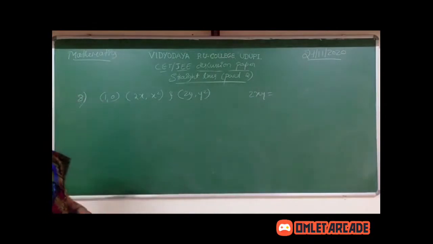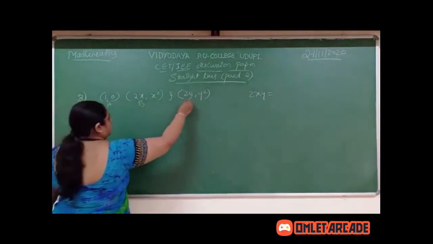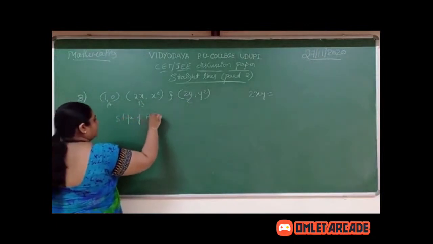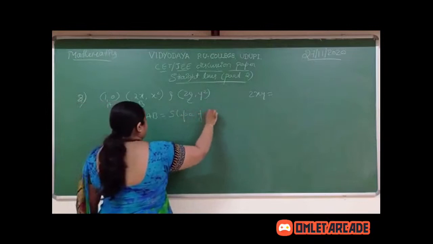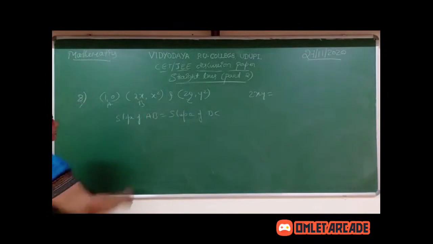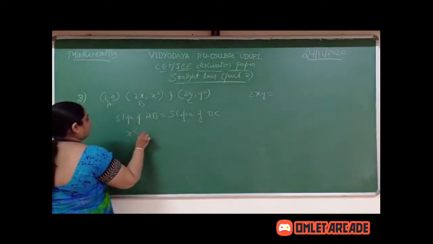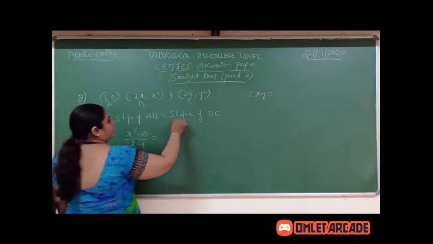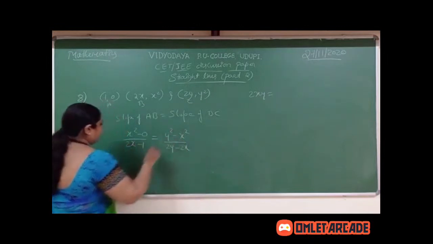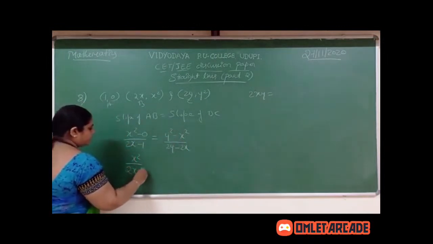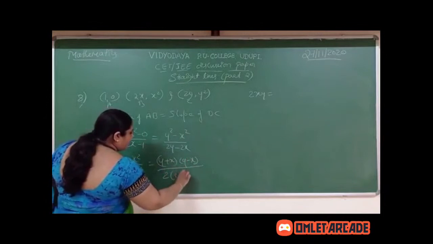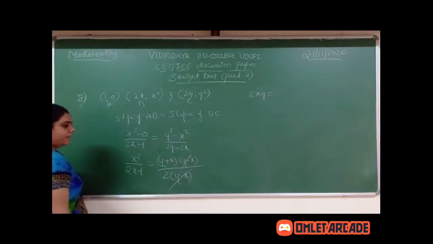We know the condition for collinearity, isn't it? If I take the points A, B, C as these 3, then slope of AB is equal to slope of BC. Can I use this condition here? And you know how to find the slope of a line when 2 points are given. Slope of AB, let me use these two: x square minus 0 divided by 2x minus 1. And for BC, let me use these two: y square minus x square divided by 2y minus 2x. So x square divided by 2x minus 1 equals y plus x into y minus x divided by 2 into y minus x. Y minus x gets cancelled.